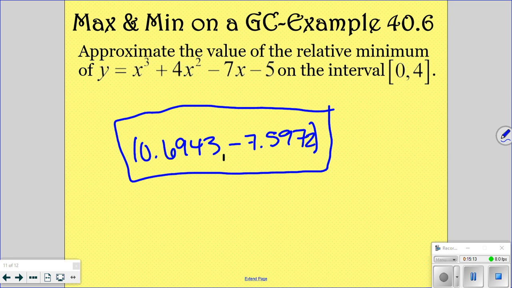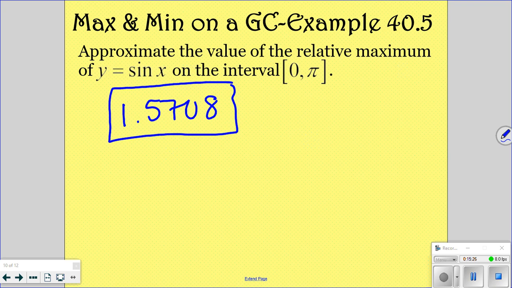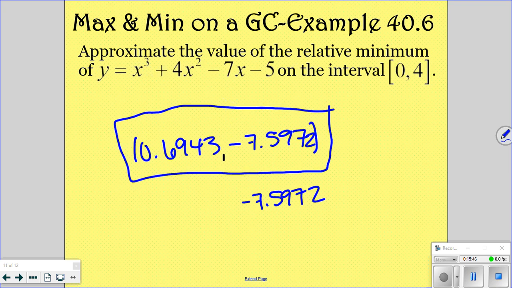So that would be how you would find your minimum point, and the value of the minimum is your y value. So negative 7.5972. For the last example, it asked for the maximum value, and I'm just realizing I gave just the x value. The y value was a 1, and so if we're looking for the max value, it'd be a 1. But I prefer if you put the point, the whole thing, rather than just one value. So you would put 1.5, comma 1, and then 0.6, comma negative 7.5 for your answer for those.